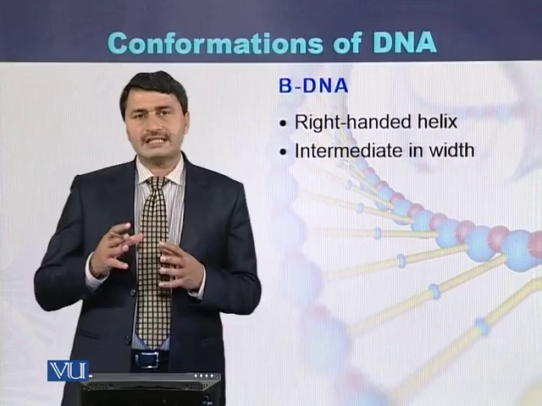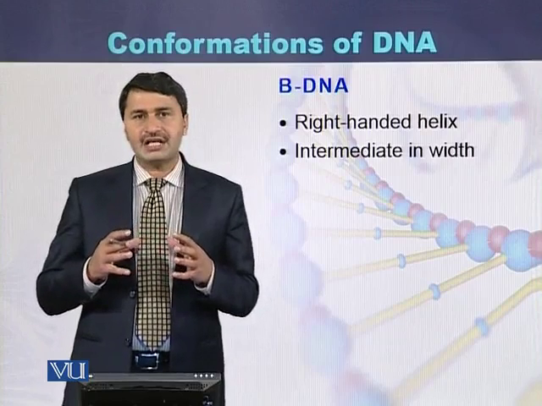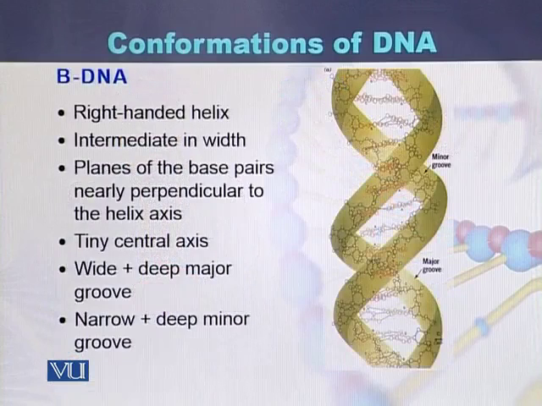B-type DNA is a right-handed helix. It has intermediate width. If we see the diagram of the B-type DNA, we can see that it is right-handed and intermediate in width. Planes of the base pair are nearly perpendicular to the helix axis.